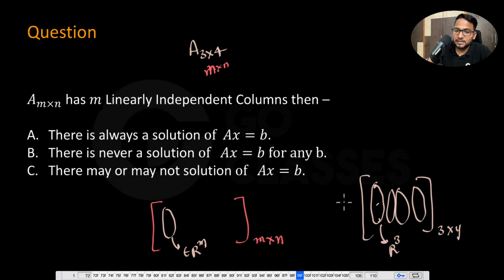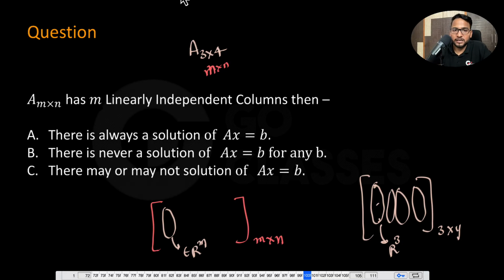They are saying that in R3 you have 3 linearly independent columns. Then there is always a solution. There is never a solution. There may or may not be a solution of AX equal to B. So just pause this video and let me know what answer you are getting. Okay, cool. Now let me solve this question.